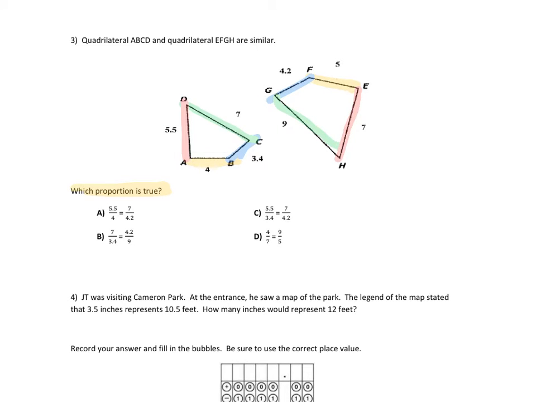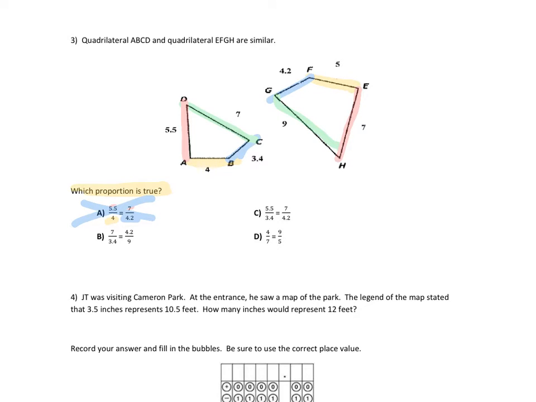Okay, so 5.5 over 4. So 5.5 is actually red. 4 is actually yellow. 7 is actually red, and 4.2 is actually blue. So is that right? Nope. Okay.